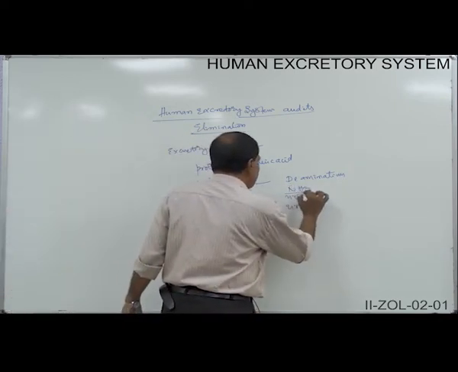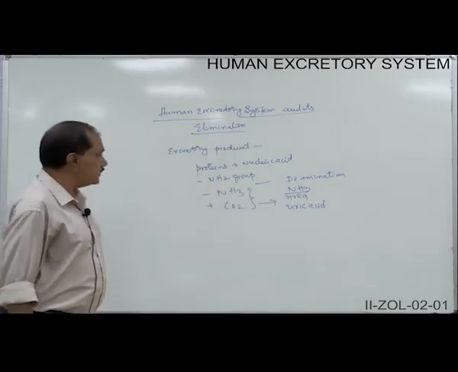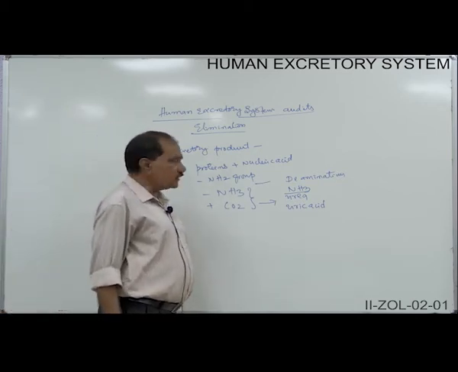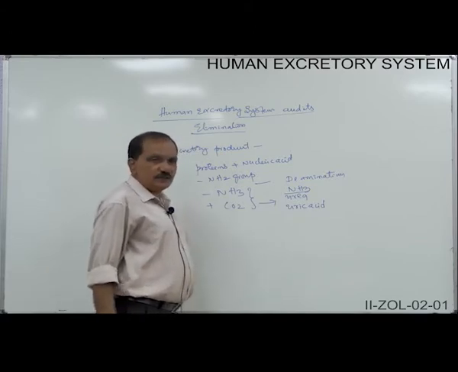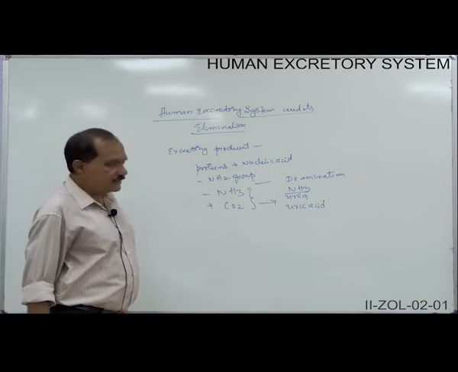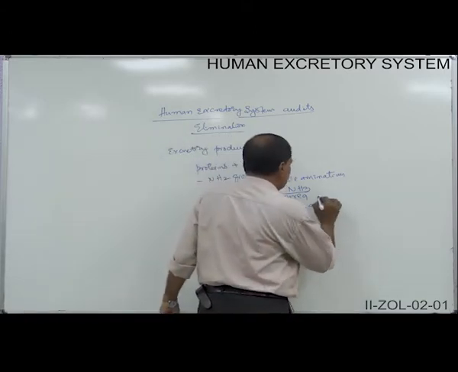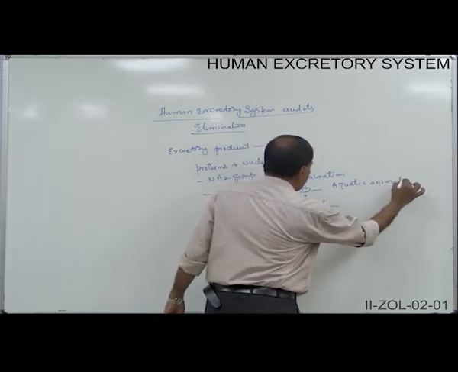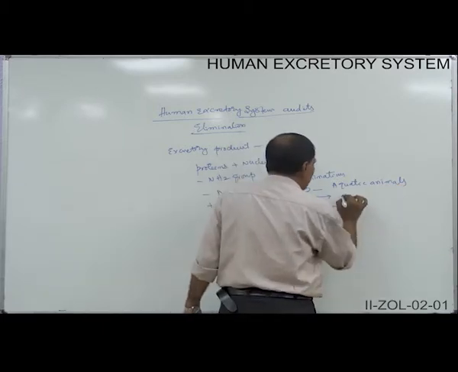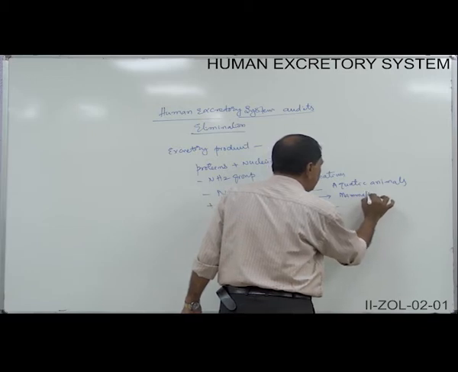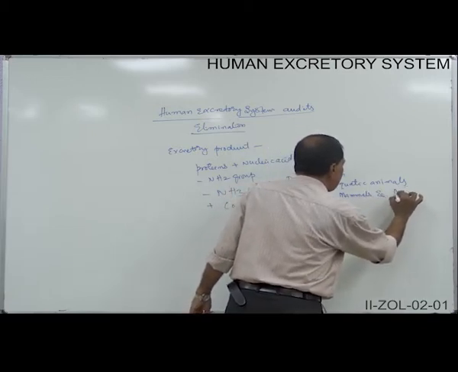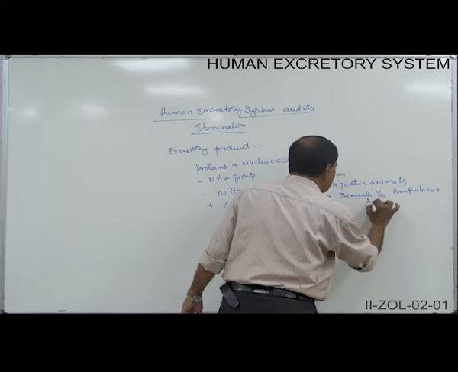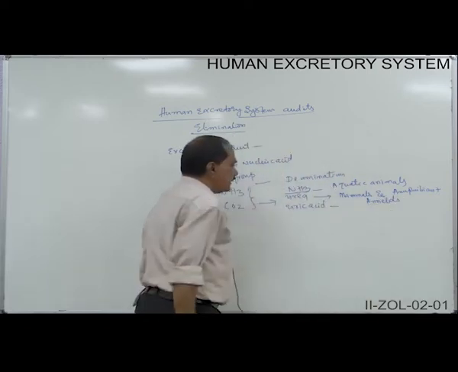Ammonia is excreted particularly by the aquatic animals. Urea is excreted by amphibians, mammals, and also annelids, whereas uric acid is excreted by reptiles, birds, and insects. So ammonia is excreted mainly by the aquatic animals, whereas urea is excreted by mammals and the amphibians. In addition, the annelids also release urea as an excretory product.